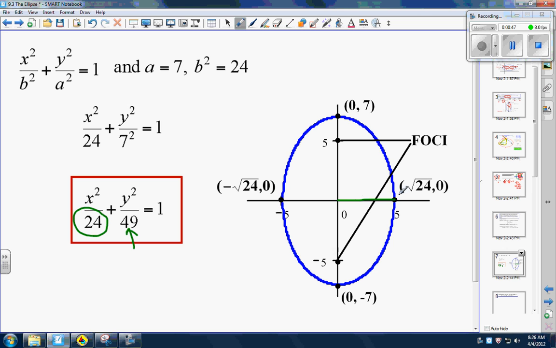Okay, so we're going to go square root of 24 and negative square root of 24 because that's centered right at the origin. All right. There's one example at the origin. If it opened on the x-axis, it'd be the same thing, except these two guys would be flipped.